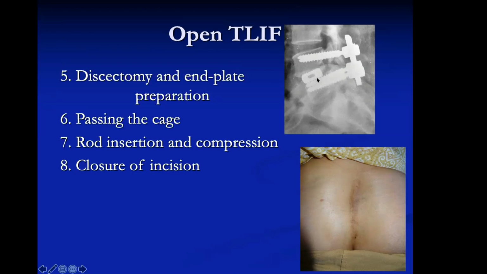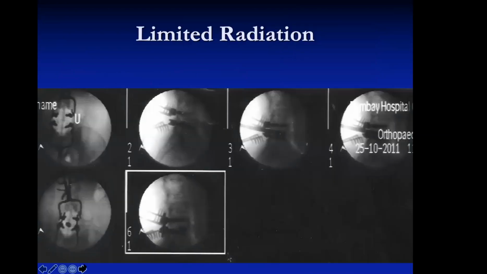Compression is important. One is to hold the cage in space so that it doesn't migrate posteriorly. Second is, because you packed it with bone graft, you want to achieve compression across the disc space for fusion. So that is one reason. Third is to achieve lordosis of the segment. So these are the three reasons why you compress it and close.